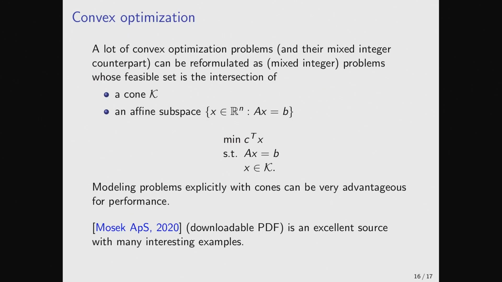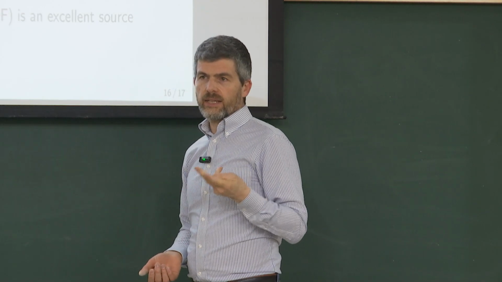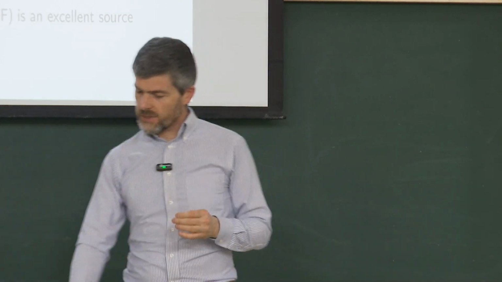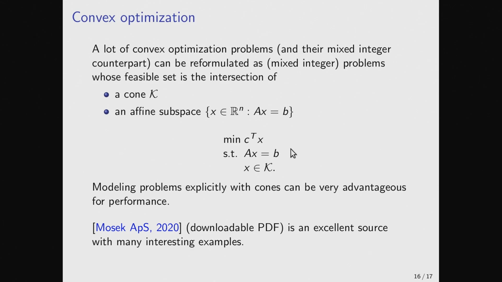So if you wanted to take a completely different point of view, you could argue that many convex optimization problems can be simply formulated as problems with a linear objective function, and the feasible set is basically the intersection of two sets. The first set is described by an affine subspace, so a system of linear equations with 1, 0, or infinitely many solutions. The intersection of this affine subspace with a cone. The cone doesn't need to be a single exponential cone. It could be the Cartesian product of multiple cones.